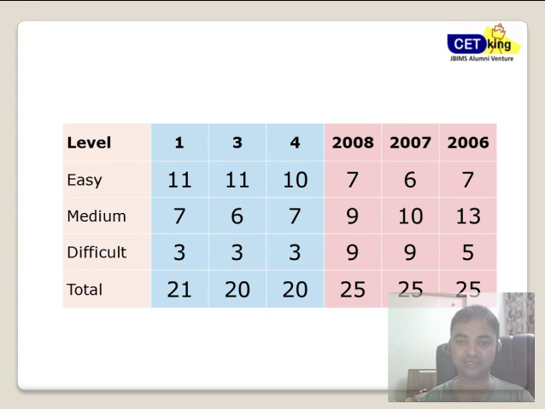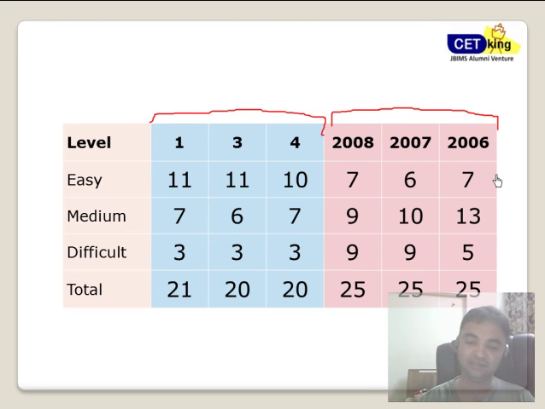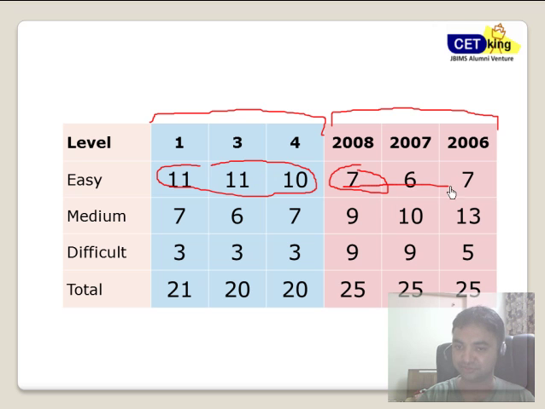Before I go deeper, I want to start by comparing the exam. These three are the last 3 years' papers of the online CAT, and these are the last 3 years' papers of the paper-based test, which is available with you as a hard copy. What I'm trying to do here is compare the papers. If you look here, easy questions have gone up like anything. Earlier there used to be 7 easy questions, now almost 10 to 11 easy questions.